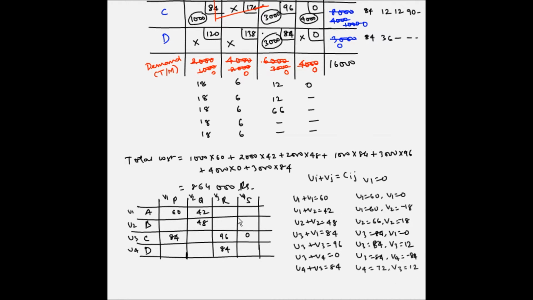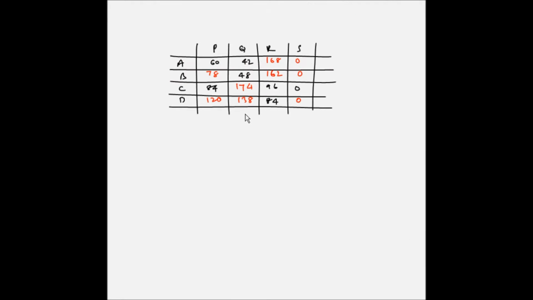So using these values of Ui and Vj, now let's calculate the net cost change value for the water squares. So let's see how we can do that. In this matrix, I have also noted the unit cost of transportation for the water squares, but I have noted them in red color. The ones in red color are for the water squares, while the ones in black color are for the stone squares. Now let me also note down the values of Ui and Vj that we had achieved in the previous step. So U1 is 60, U2 is 66, U3 is 84, and U4 is 72. V1 is 0, V2 is minus 18, V3 is 12 and V4 is minus 84.